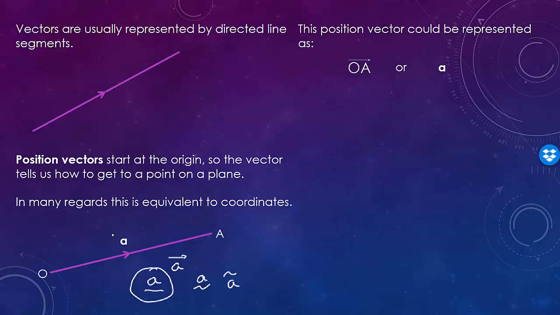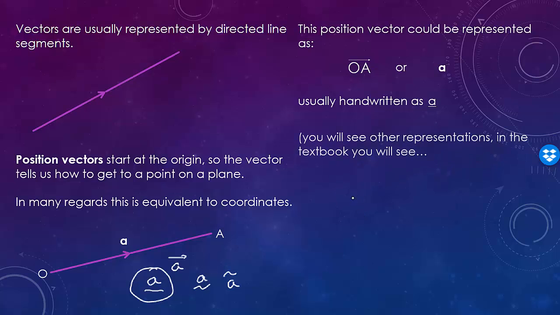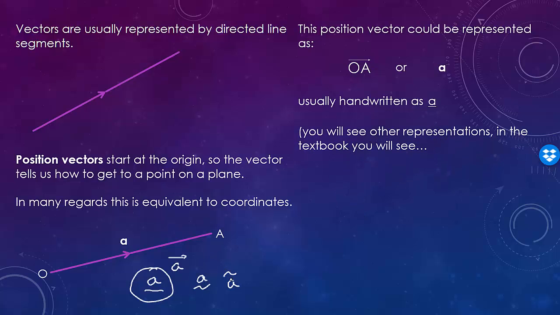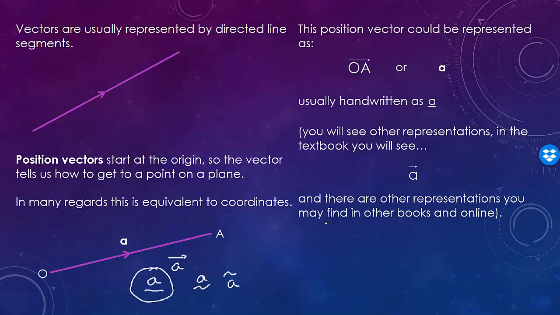We could represent it as a, as we've said, and when it's typed, it's bold. So usually handwritten as a underlined, which was the way I said. You'll see other representations, as we discussed. In the textbook that you have, you'll see this representation with the arrow above. I mentioned that one before. But I would just get used to writing them as a underlined, as I've said before. There are other representations you may find in other books and online. Just be aware that there's no one set notation that's used for handwriting a vector.